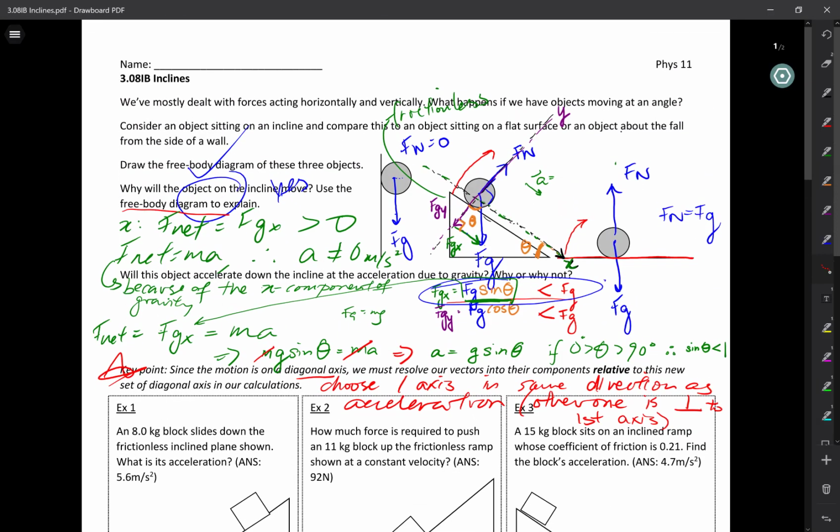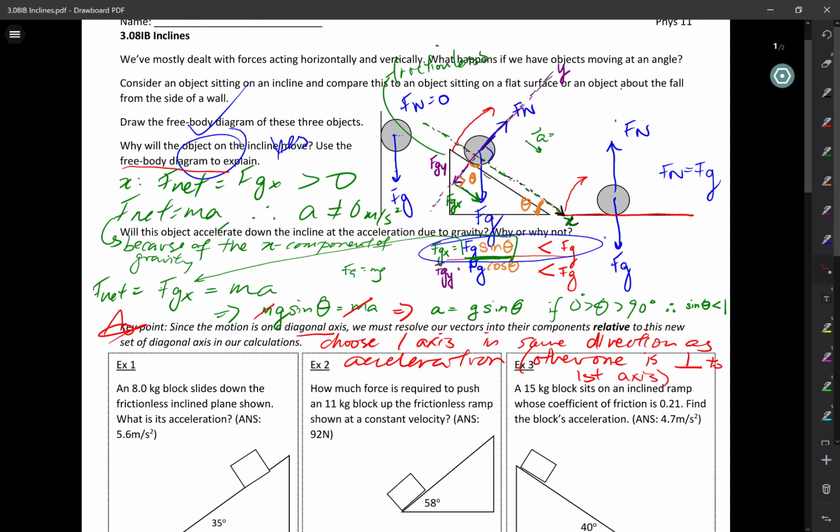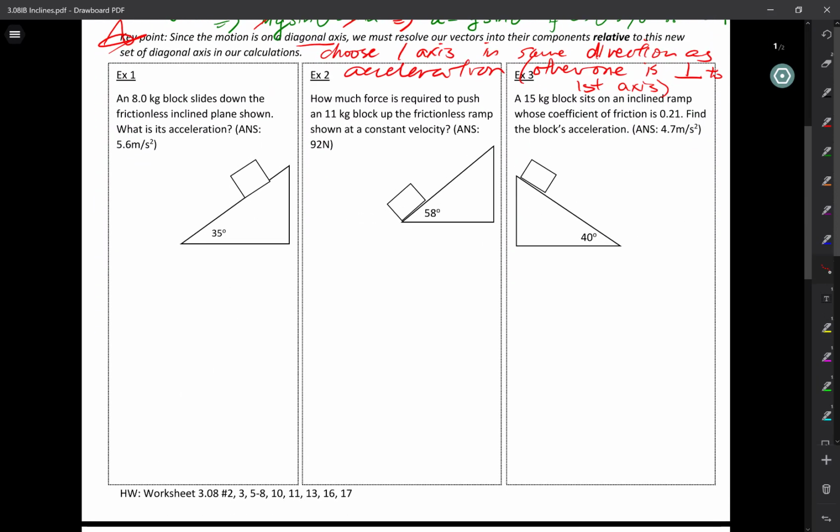This is a continuation of 3.08, looking at inclines part 2, where I'm going to use some of the things we learned in the last video to apply it to some examples. So I have 3 examples over here. I hopefully will be able to get them done in a timely fashion. So let's get started right away.